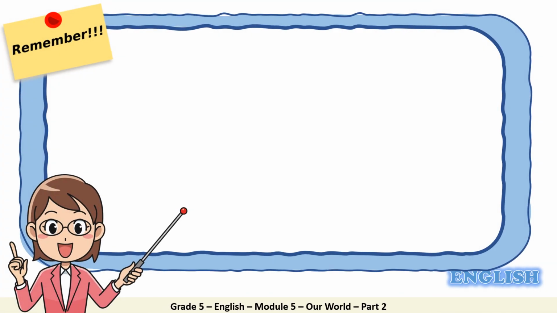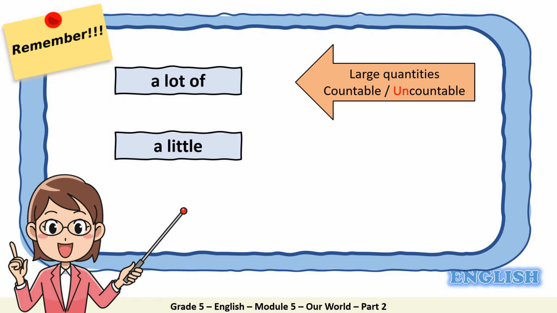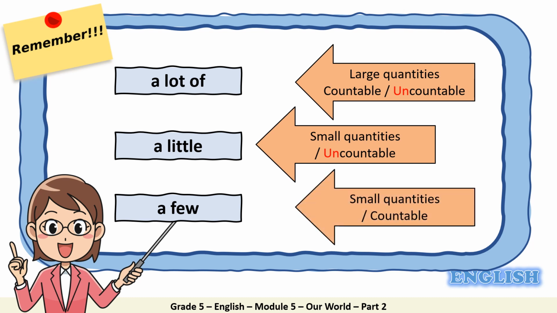Now remember, my dear students, for large quantities, you can use the quantifier a lot of with both countable and uncountable nouns. But for small quantities, you have to be careful. We have two quantifiers. We use a little with uncountable nouns and we use a few with countable nouns.